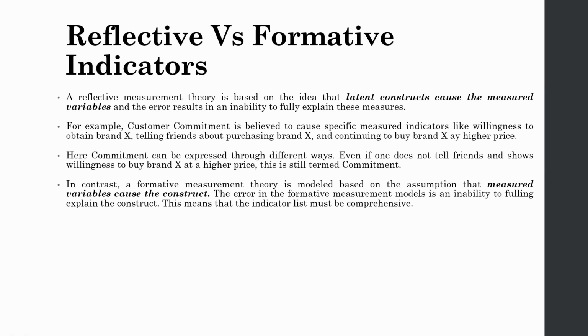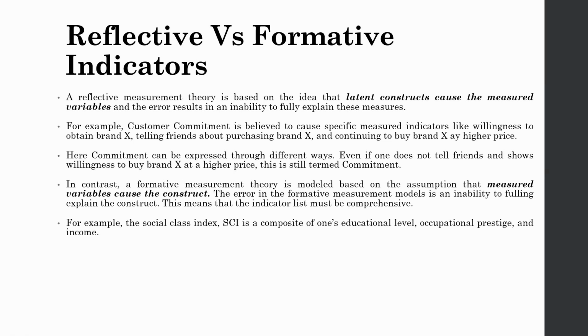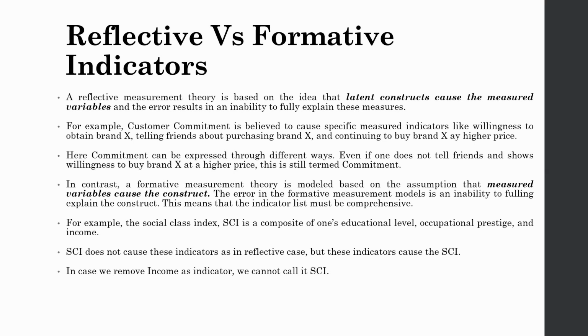Now, in contrast, with formative, the variables cause the construct and you cannot interchange them or remove one and then say that, okay, the construct still exists. That's not possible. Again, there is the social class index, which is based on education, occupation, and income. Even if you remove one of them, there is no social class index. And the same thing I have repeated.